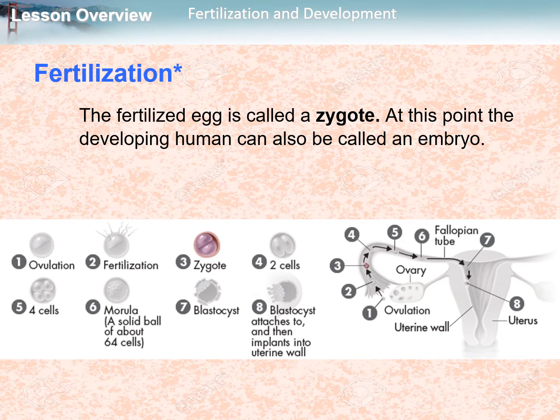So the haploid sperm nucleus enters the haploid egg. The chromosomes from sperm and egg are brought together to form a single diploid, or 2N, nucleus containing a set of chromosomes from each parent cell. The fertilized egg now is called the zygote. At this point, the developing human can also be called an embryo.